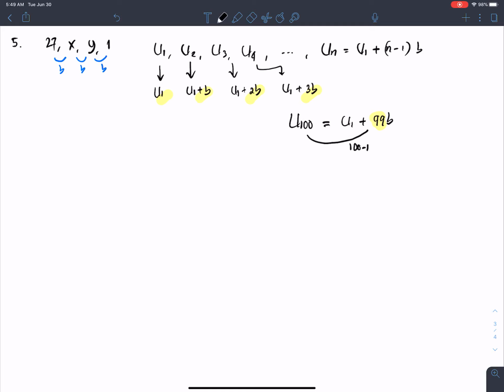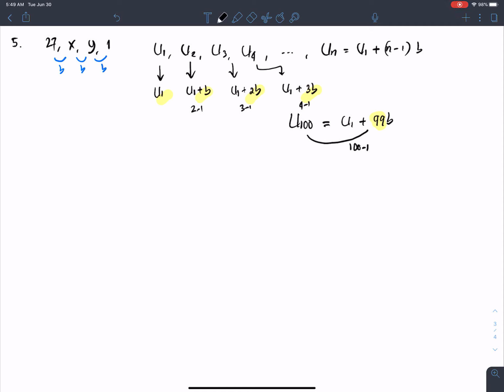Like for example, for u2 we get 2 minus 1, which is 1. For u3 we get 3 minus 1, then 2. For u4 we have 4 minus 1, then 3, and so on like that. If you understand this pattern, working on questions like number 5 and number 6, even later on for geometric sequences, will be easier.